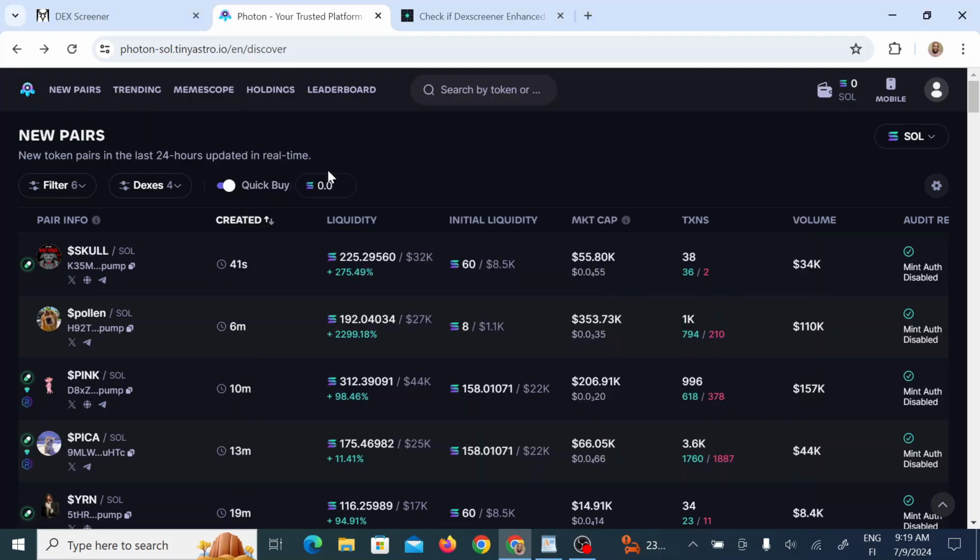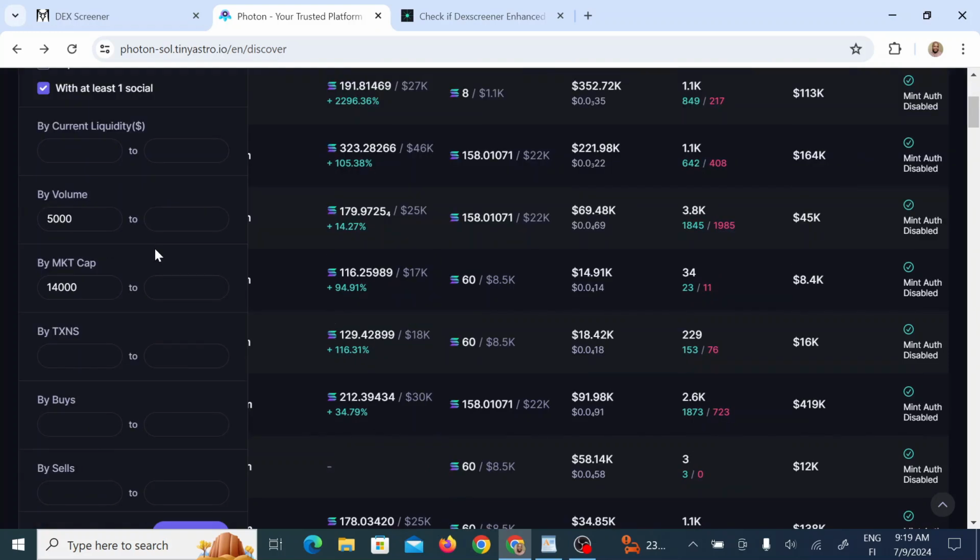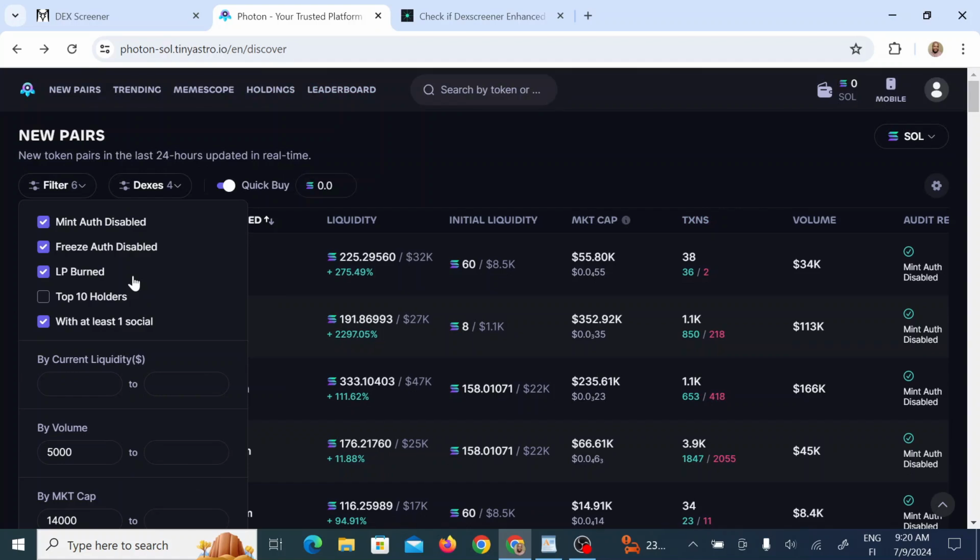And the best part about this bot is that it provides filters that allow you to get rid of coins that are not worth looking at. So when you come on the far left side, you can see filters over here. And if you click on that, you can see there are various options that you can use to set up your bot. So the first thing we are going to look at are the tokenomics.